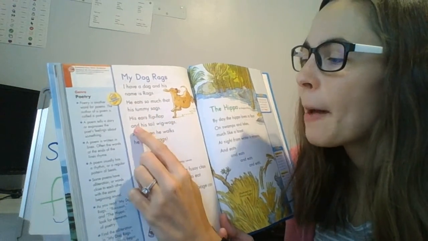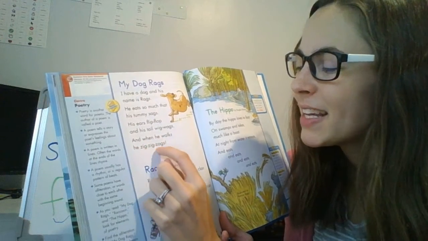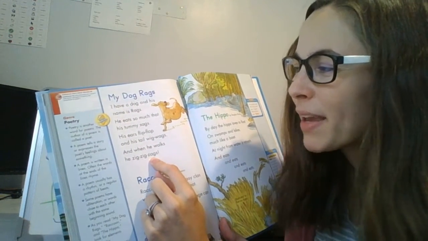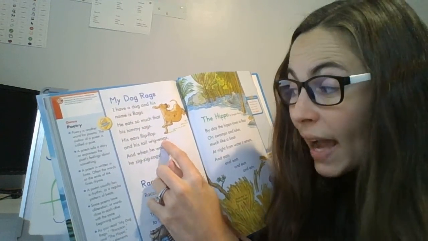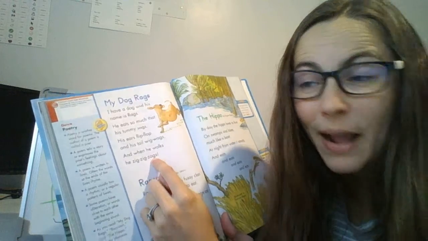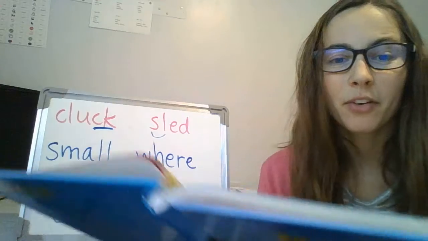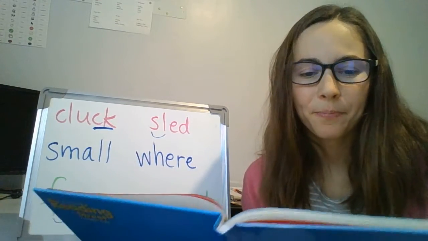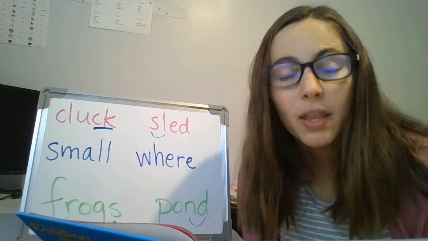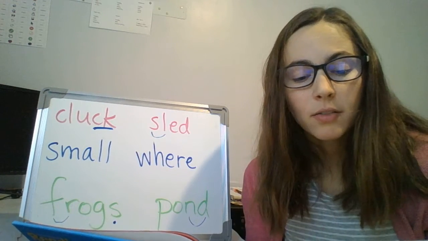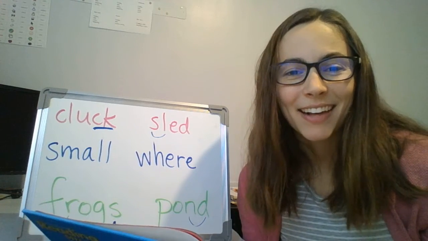His ears flip-flop and his tail wig-wags. And when he walks, he zig-zig-zags. Wow, even more rhyming. So we have rags, sags, wags, and zags all rhyme. And do you see they're all at the ends of the lines? Let me read it one more time for you, and you can listen to the rhythm. I have a dog and his name is Rags. He eats so much that his tummy sags. His ears flip-flop and his tail wig-wags, and when he walks, he zig-zig-zags.